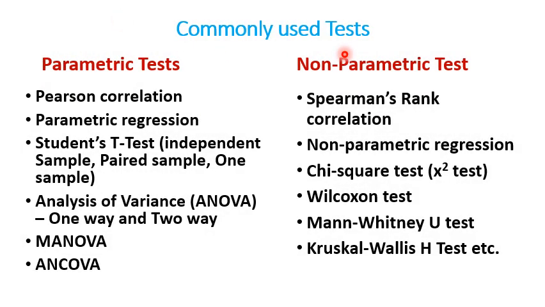Let us analyze the most common tests used for analysis. The commonly used parametric tests are Pearson correlation, parametric regression, students t-test. There are three types of students t-test: independent sample t-test, paired sample t-test, and one sample t-test. Then analysis of variance, ANOVA, which consists of one-way ANOVA and two-way ANOVA. Then MANOVA and ANCOVA. The non-parametric tests consist of Spearman's rank correlation, non-parametric regression, chi-square test, Wilcoxon test, Mann-Whitney U test, Kruskal-Wallis H test, etc.